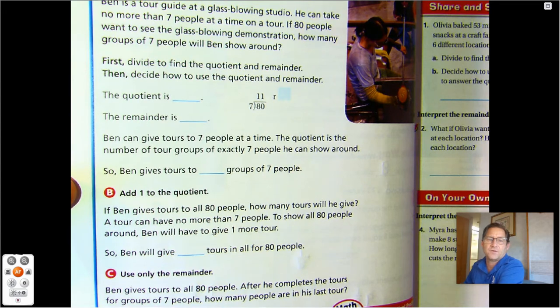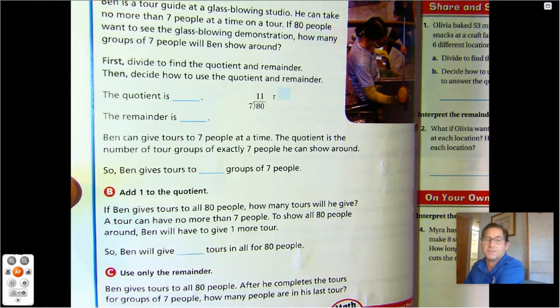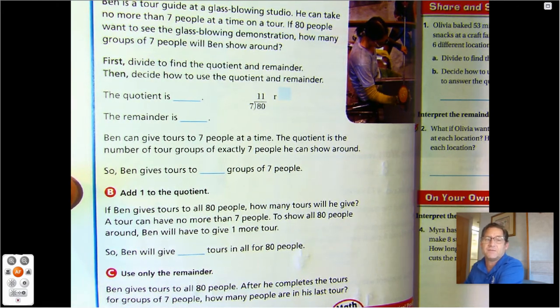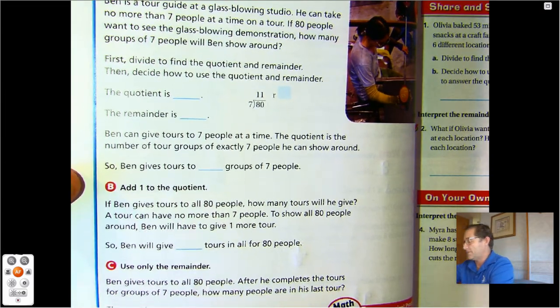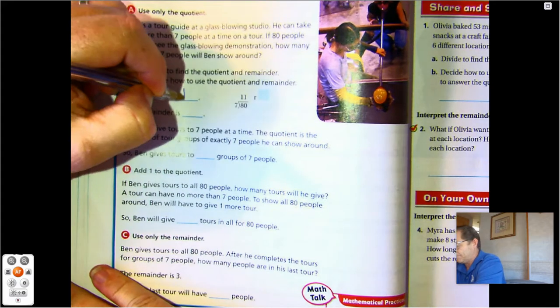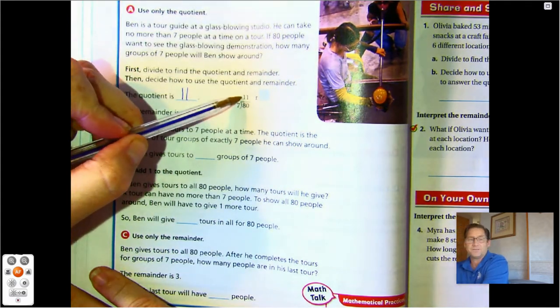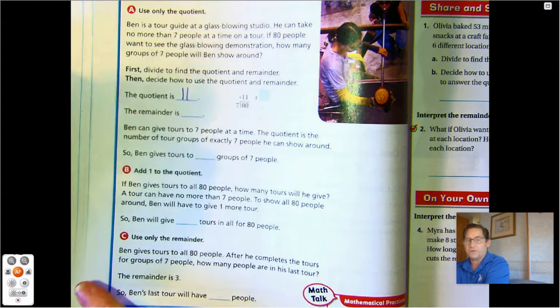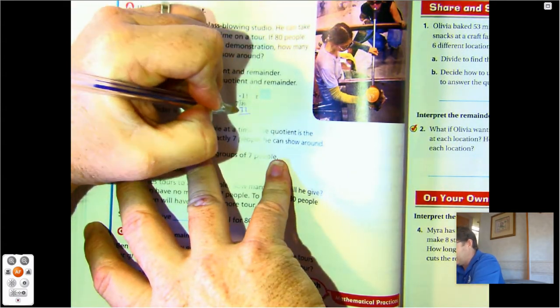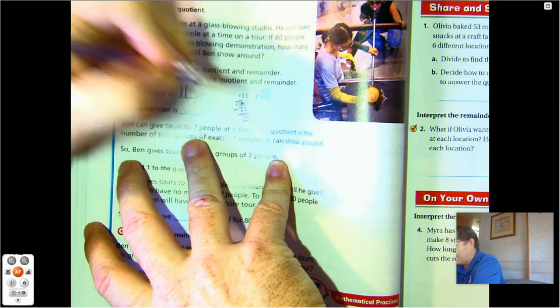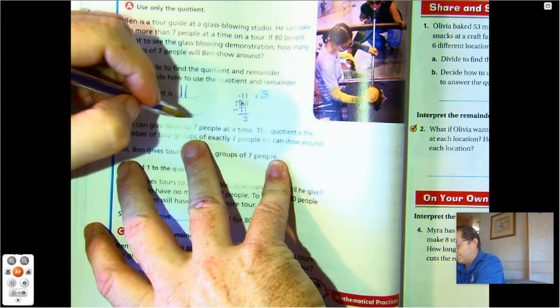All right, so first we need to divide to find the quotient and the remainder. Then we're going to decide how to use the quotient and remainder. So the quotient in this case is 11. Okay, so the answer to the division problem right now is 11. The remainder is 7 times 11 is 77. Subtract, we get 3 left. So we have a remainder of 3.